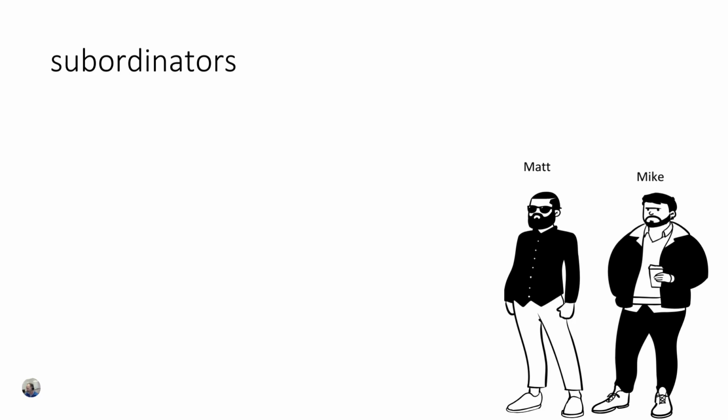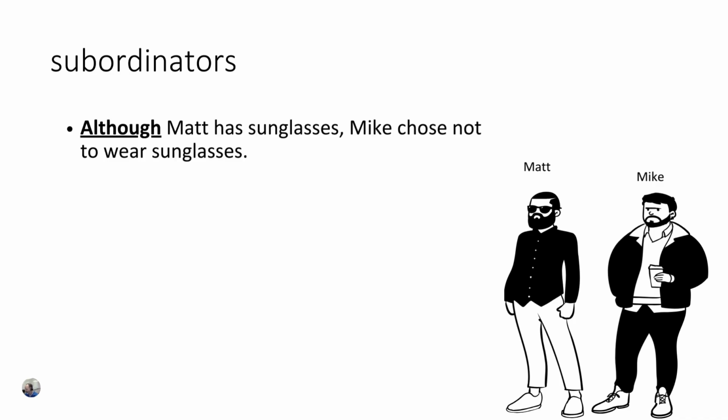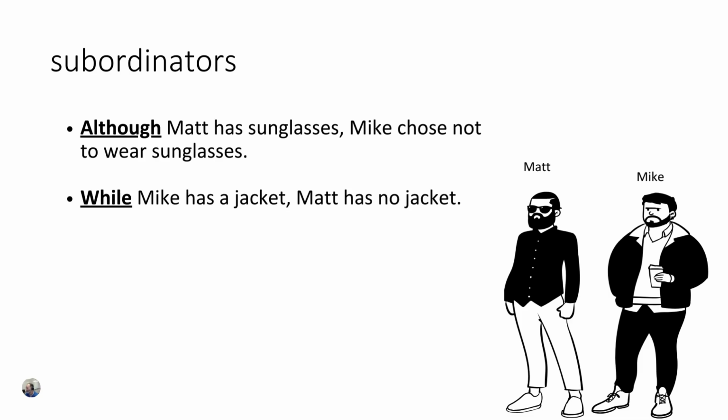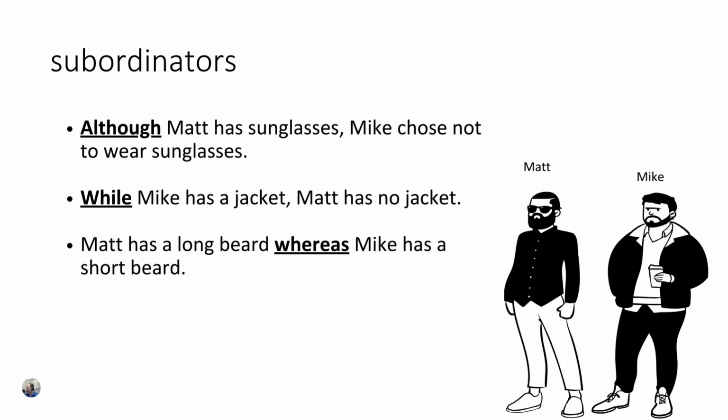Finally, we can look at subordinators or subordinating conjunctions, or sometimes they call them box words. We have although. So although Matt has sunglasses, Mike chose not to wear sunglasses. And we have while. While Mike has a jacket, Matt has no jacket. And whereas. Matt has a long beard, whereas Mike has a short beard.